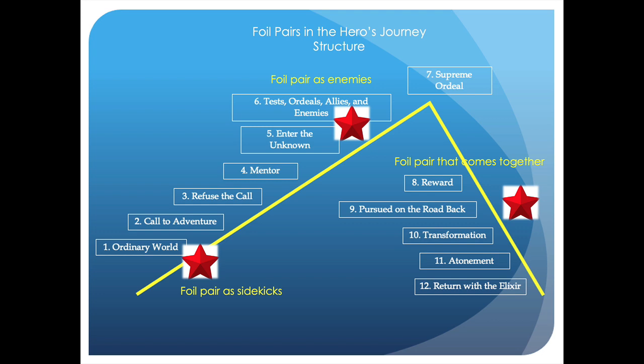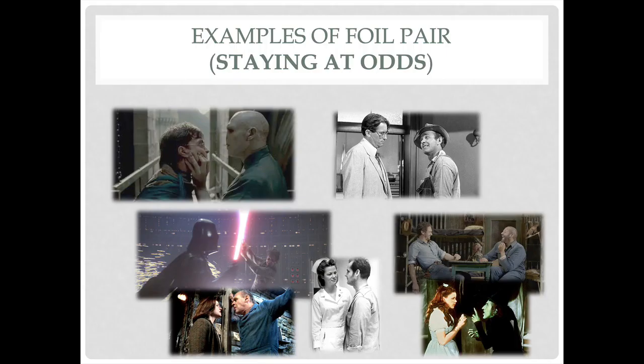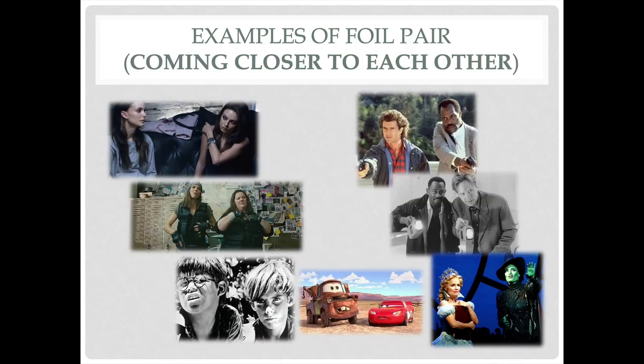And then at the end of the hero's journey, stages 8, 9, 10, we might see that foil pair comes together. So that could be the sidekick who started off as clashing, but by the end they have become best buddies. That could be the pair of characters who are forced to work together and they hate each other, but by the end of the journey they are now best friends. And so we can look at some examples of foil pairs staying at odds. And we can also see some examples of foil pairs coming closer to each other and learning from each other and absorbing each other's qualities.